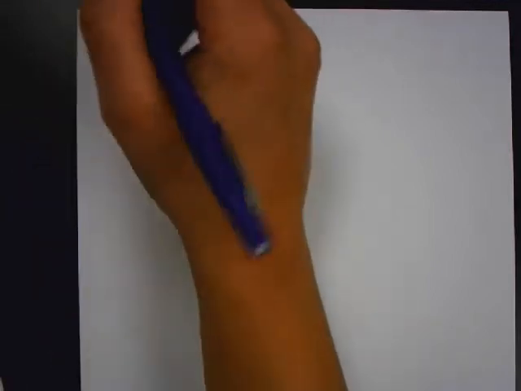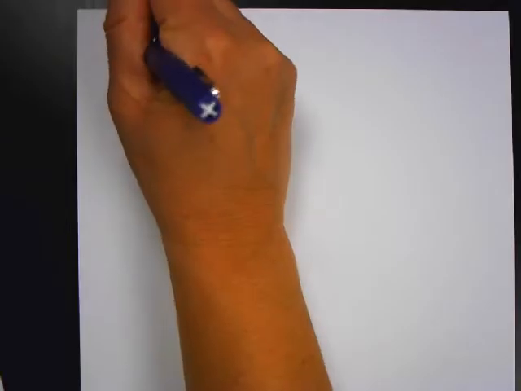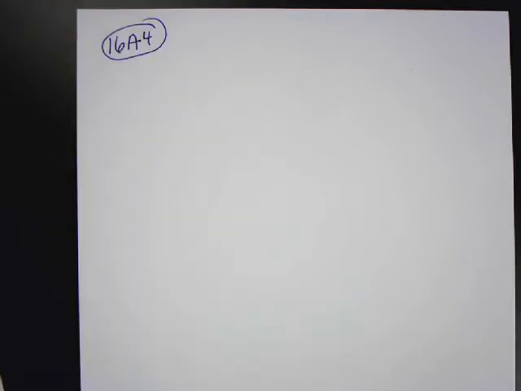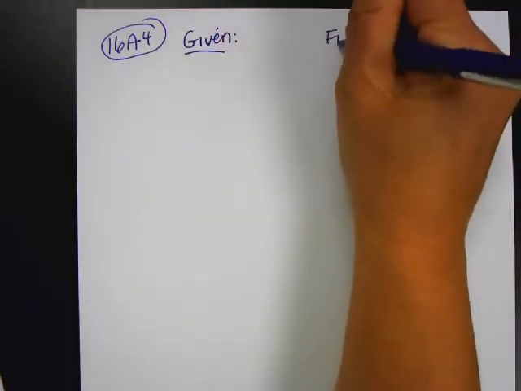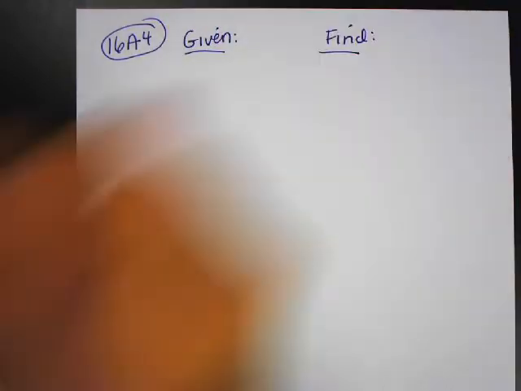All right, so we're doing practice 16A, and we're going to do number 4 because number 4 is a little bit different. So the first thing we're going to do is write our given and our find just like we always do in physics. So I'm going to read the problem.